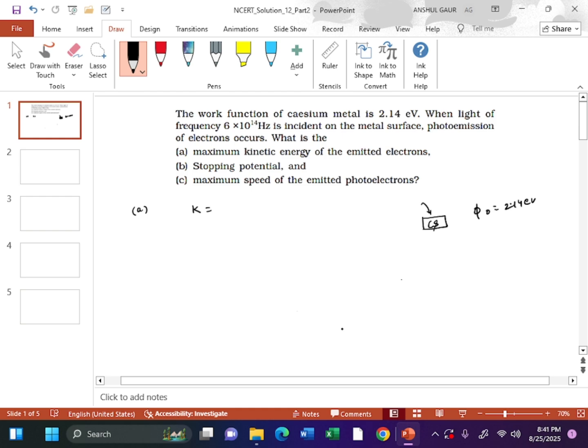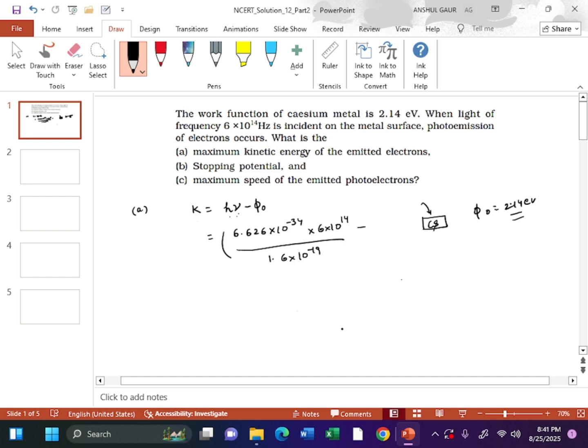So we know the relationship K = hν − φ₀, where K is the kinetic energy, h is the Planck's constant, ν is the frequency, and φ₀ is the value of the work function of this particular material or metal. Its value is given in electron volts. So we have to calculate this incident energy in terms of electron volts. After putting the respective values, h is 6.626 × 10^-34, ν, the frequency, is given as 6 × 10^14 Hz. To calculate it into electron volts, we have to divide this value by 1.6 × 10^-19.